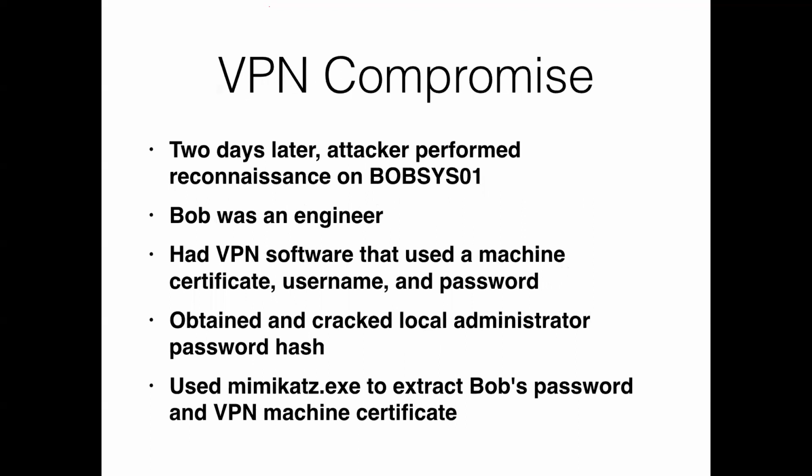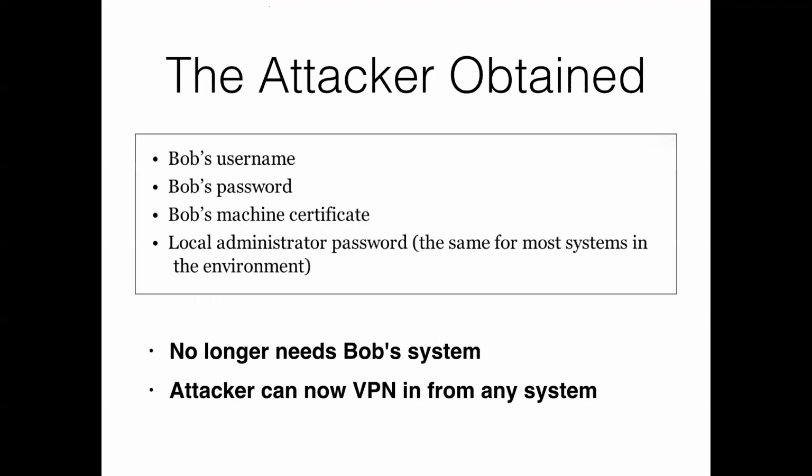So then they performed reconnaissance. They found a VPN certificate on his laptop that he could use to VPN into the company. So they steal that certificate, they crack the local password, and now they can connect to the network as Bob. They don't need to control Bob's machine anymore. They can now connect to any machine Bob's authorized to get to.